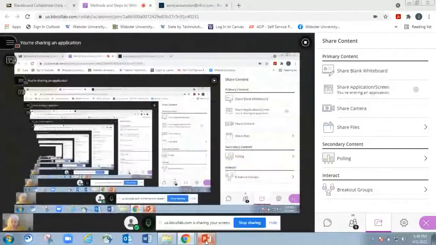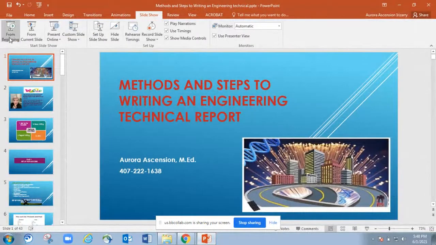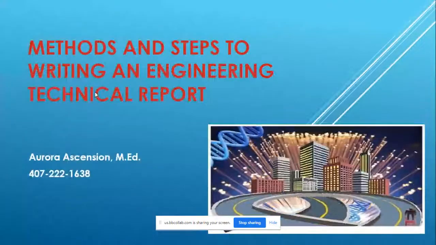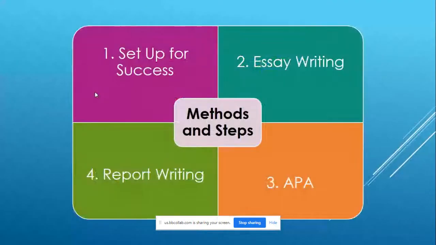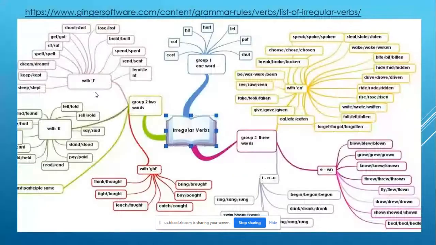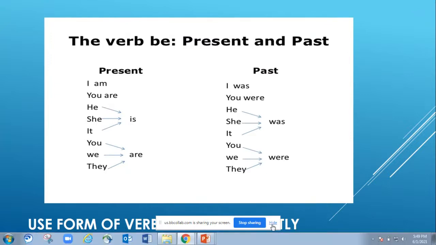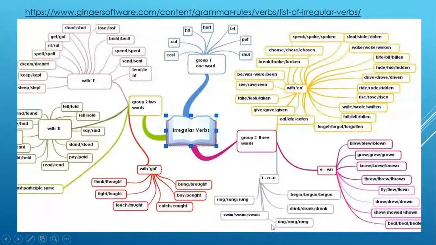So I'm going to be sharing my screen with you to share my PowerPoint. And for those of you who have been through part one, two, and three, this is basically the setup for success: using grammar correctly. Remember, you have to memorize the forms of the verb to be, so you'll use them appropriately. And also, you have to memorize the irregular verbs.